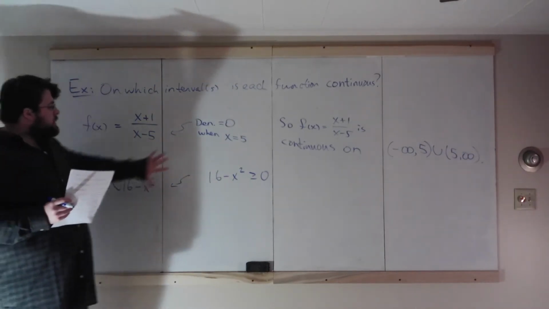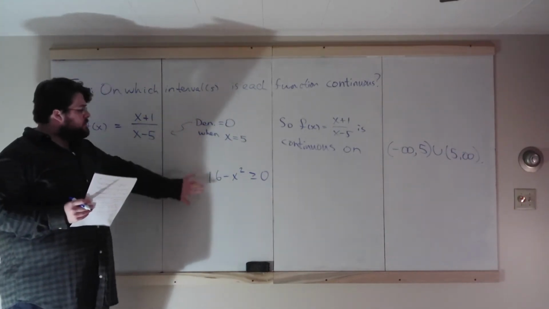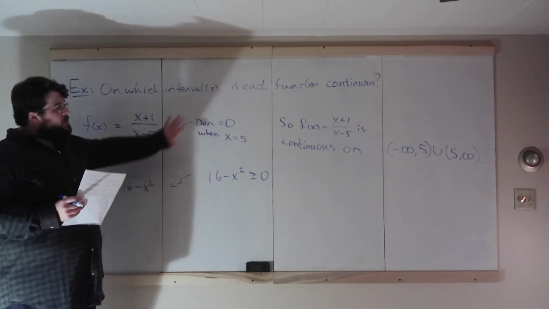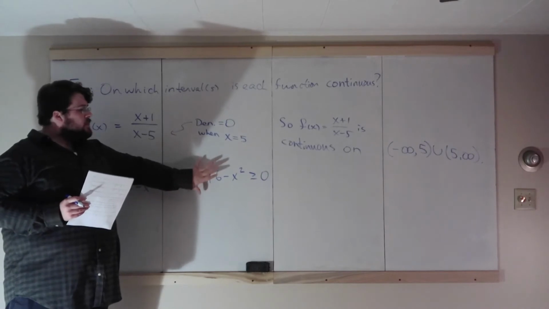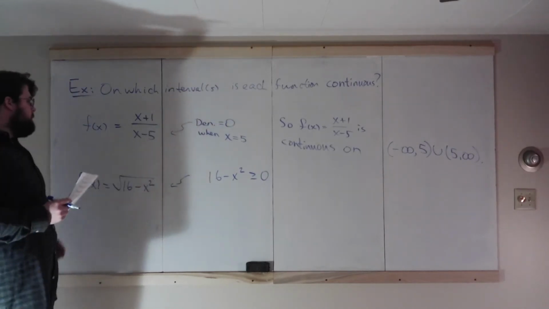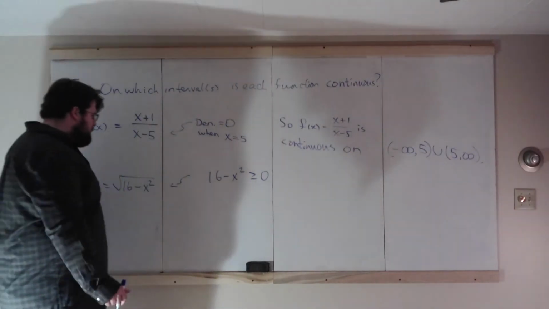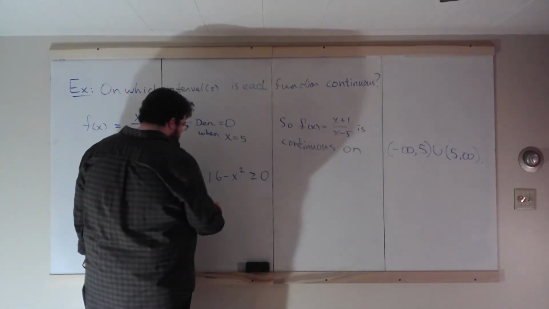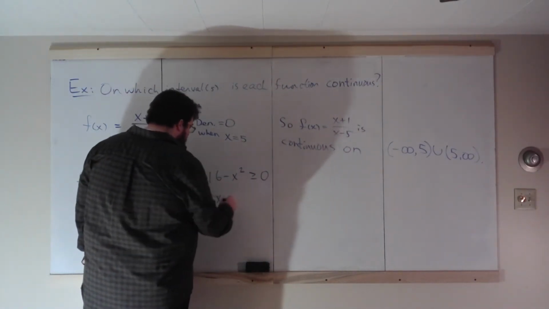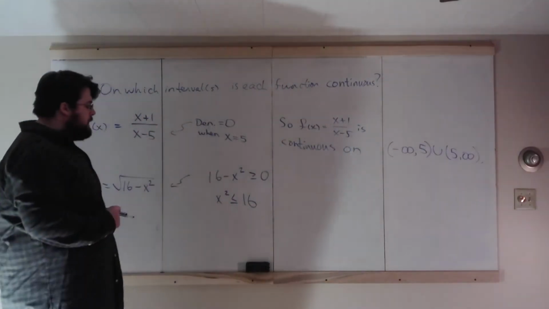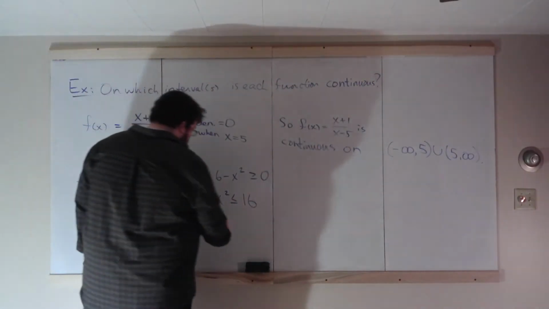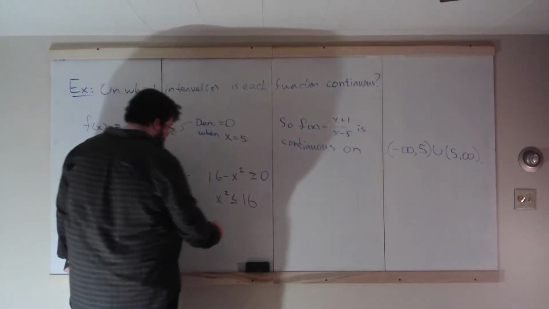There's a slight inconsistency in these two arguments. Here, in the first one, we're finding the bad points. Here, we're finding the good points, but our final answers will be the same. Where is 16 minus x squared larger than or equal to 0? Well, add x squared to the other side: when x squared is less than or equal to 16? Well, this is going to happen between 4 and negative 4.